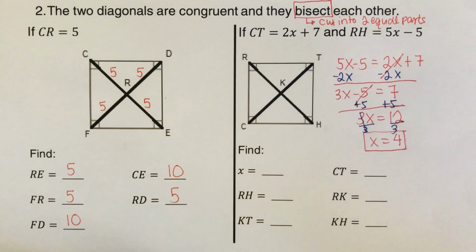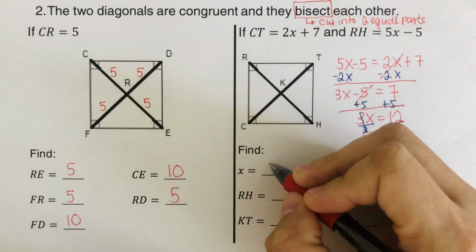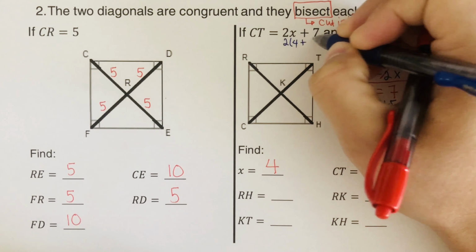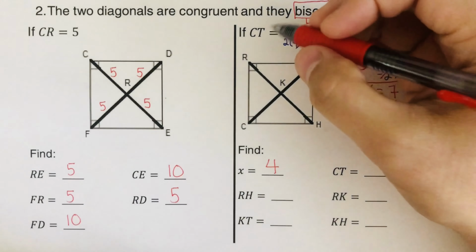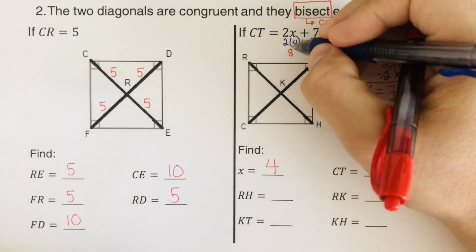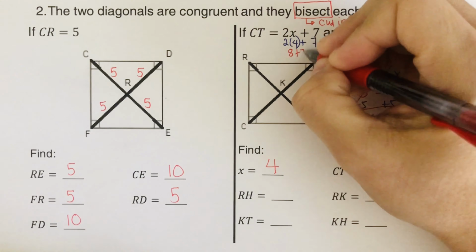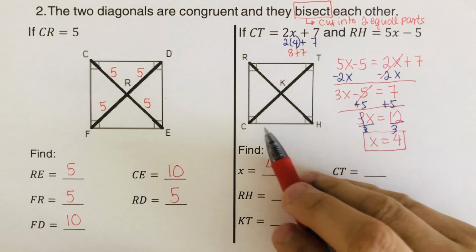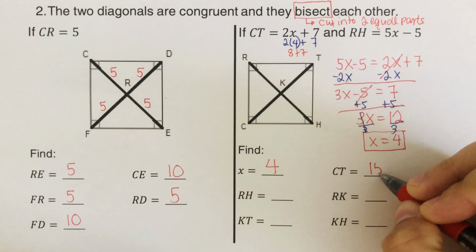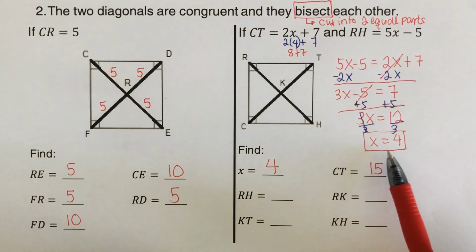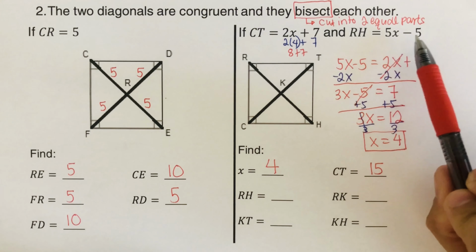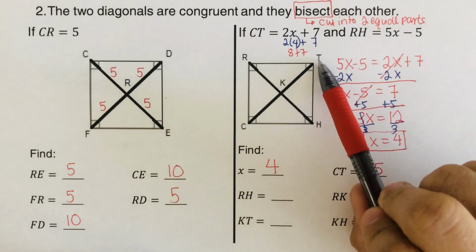If x is 4, we can plug it in here. So we can put in the 4 here. So 2 times 4 plus 7. 2 times 4 is 8, plus 7 is 15. So this CT is 15. And then for RH, again, our x is 4. So 5 times 4 is 20, minus 5 is 15. So both of them are 15.